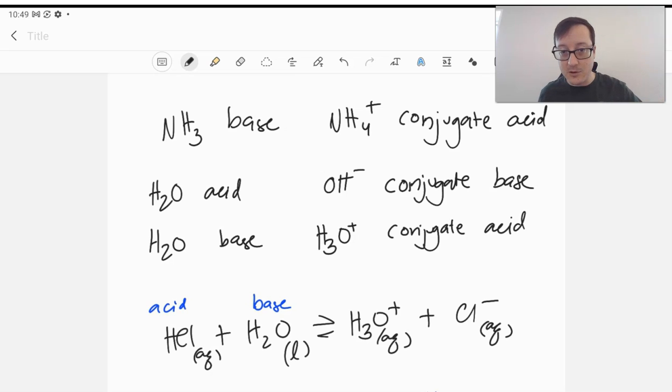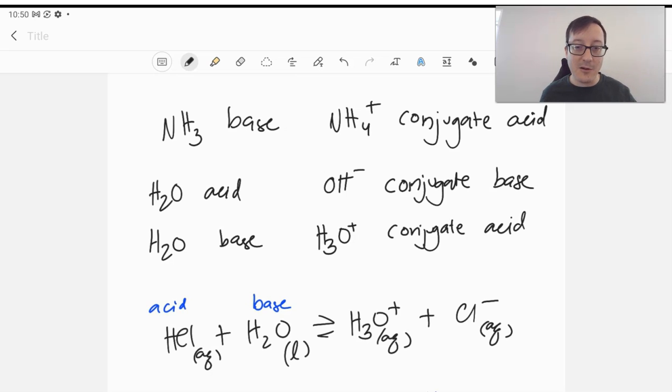Your base, the ammonia, has a conjugate acid that is NH4+. While we don't see a reaction of this, if NH3 was an acid, the conjugate base of NH3 would be NH2 minus. Conjugate bases are always one proton less. Conjugate acids are always one proton more than whatever compound you happen to be looking at.